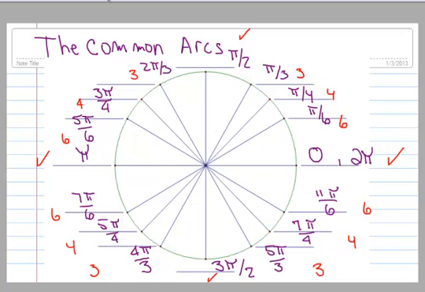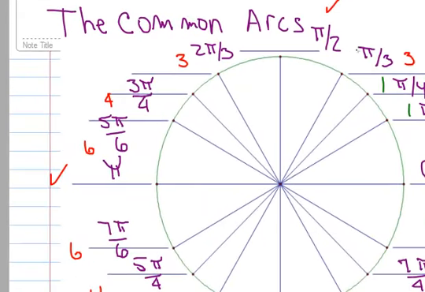Alright, now let me look at the numerators. So in the first quadrant, all these numerators are 1 pi's. If there's nothing in front of the pi, it's just a 1. That's how I remember that. Now let's go over to quadrant 2 and look at the numerator. Here's a 2. 2 is 1 less than 3. Here's a 3. 3 is 1 less than 4. Here's a 5. 5 is 1 less than 6. That's how I remember quadrant 2.